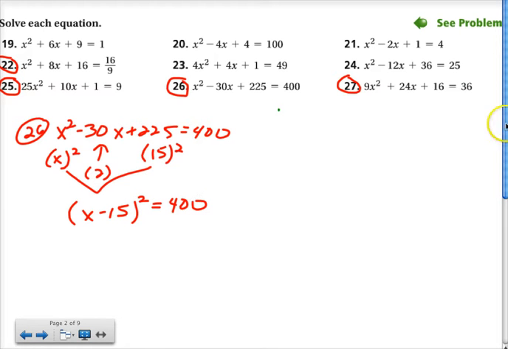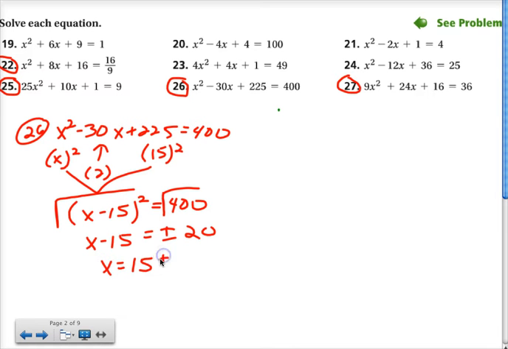And then we would go ahead and take the square root of both sides. So x minus 15 equals plus or minus 20. The square root of 400 is 20 there. And then we'd have to add 15 to both sides, so 15 plus or minus 20. And 15 plus 20 is 35, and 15 minus 20 is negative 5. So those are our two solutions for number 26.